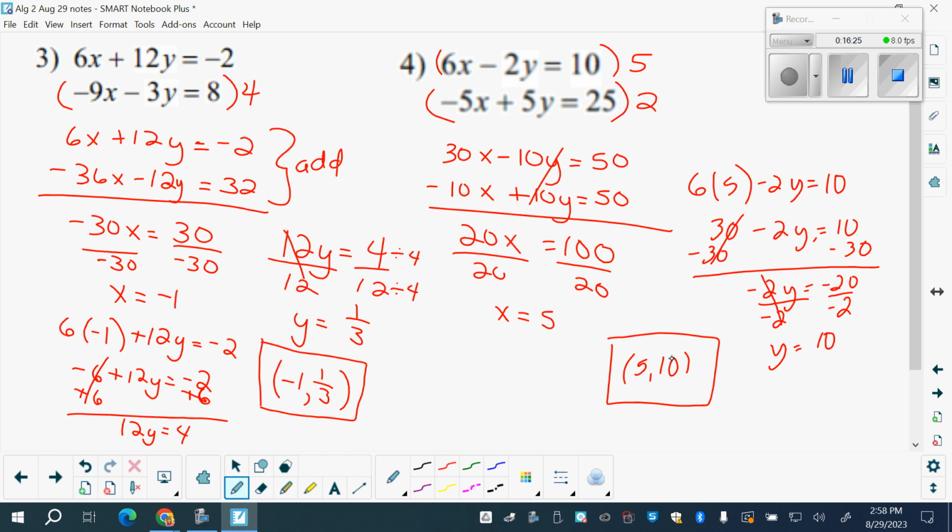Positive 2 on the first one because you got -6. But I got y equals 60.